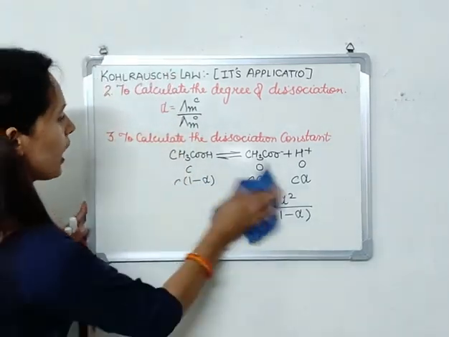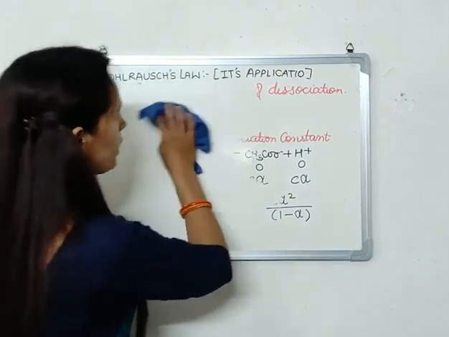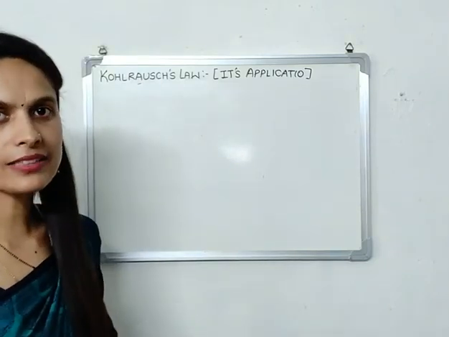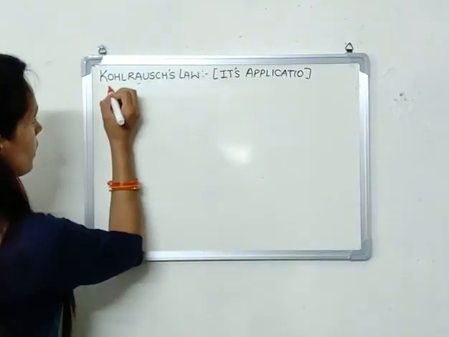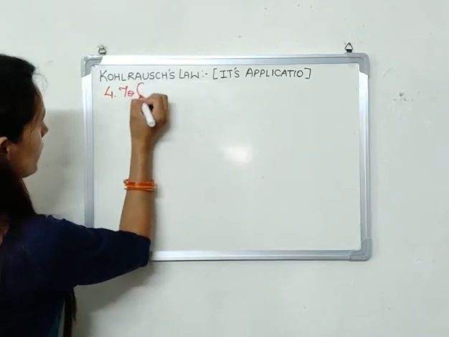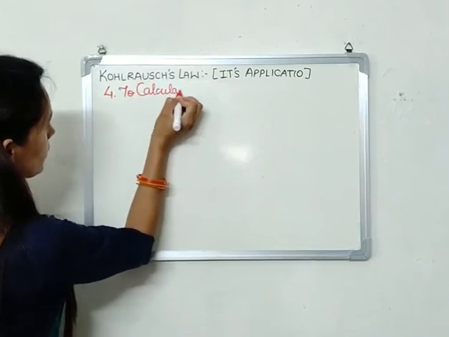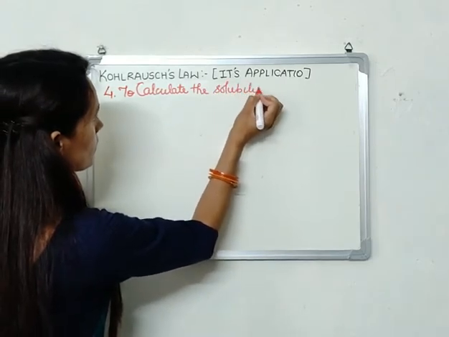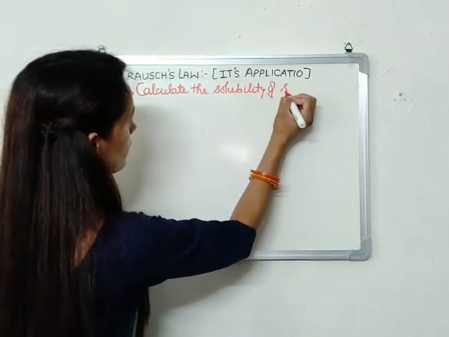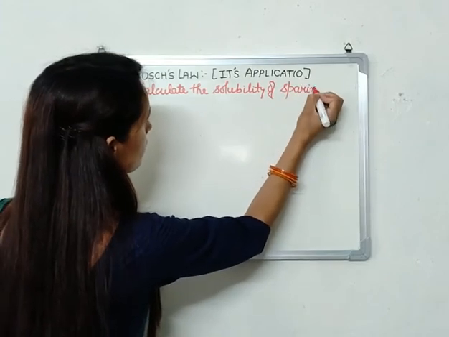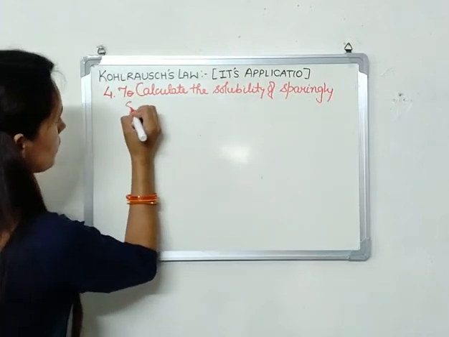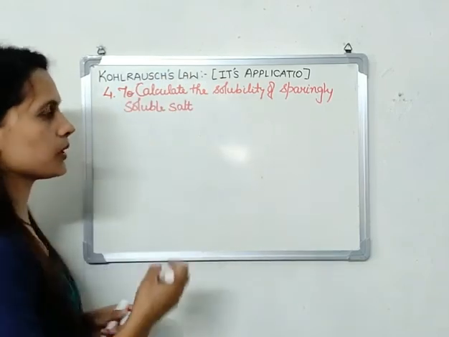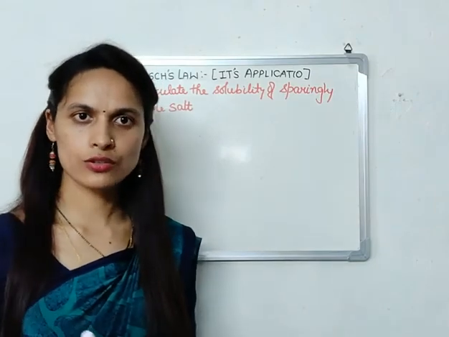Now we'll move to our fourth application of Kohlrausch's law, that is to calculate the solubility of the sparingly soluble salt. What is our fourth application? To calculate the solubility of sparingly soluble salt.